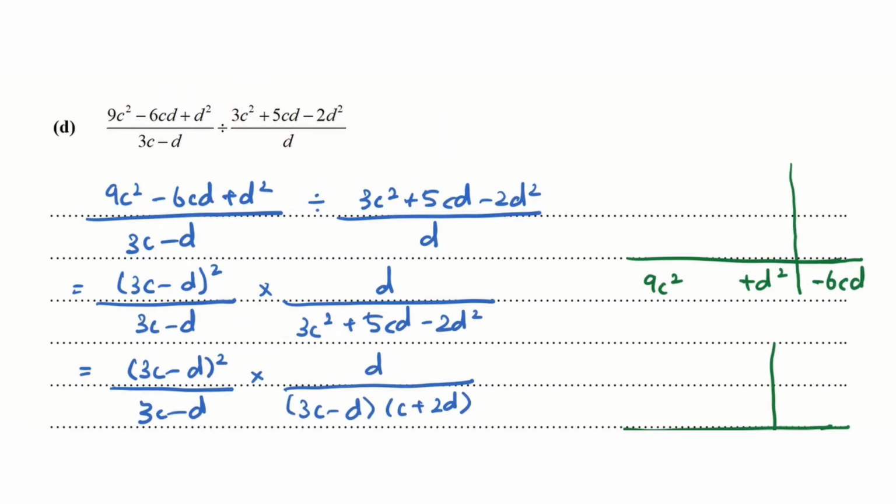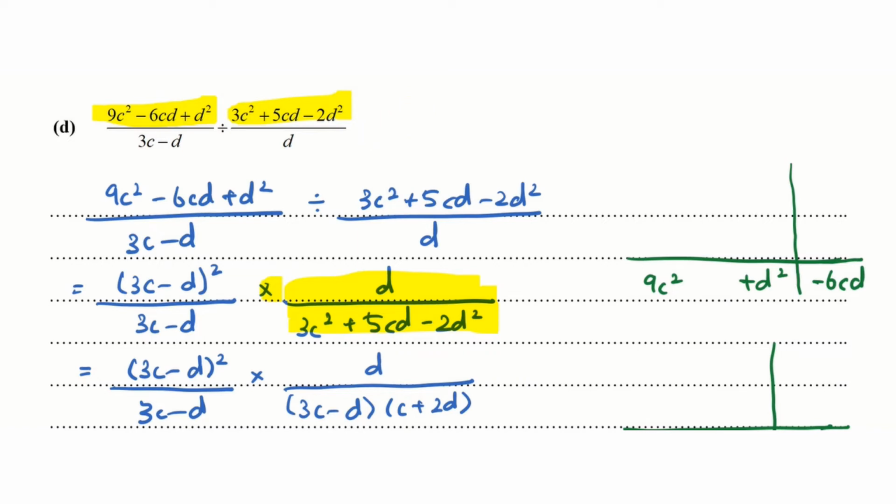Moving on to question 5D, we would like to also divide these two algebraic fractions. So what we need to first do is to flip the fraction on the right to get this over here. We also need to observe that the parts 9c squared minus 6cd plus d squared can be factorized, as well as 3c squared plus 5cd minus 2d squared.